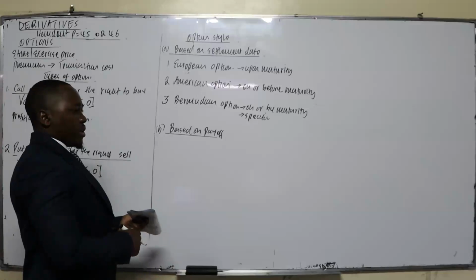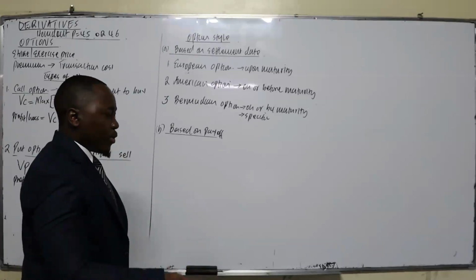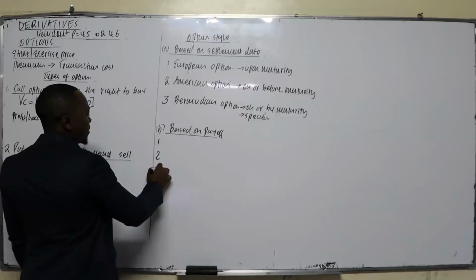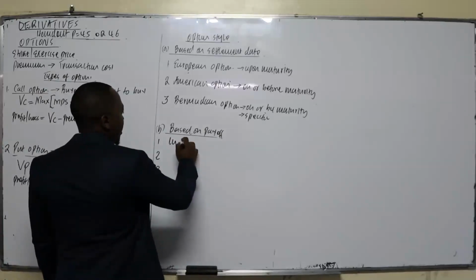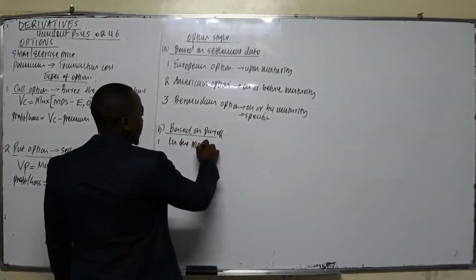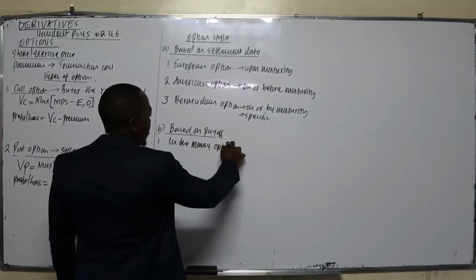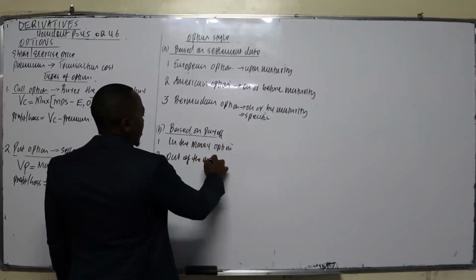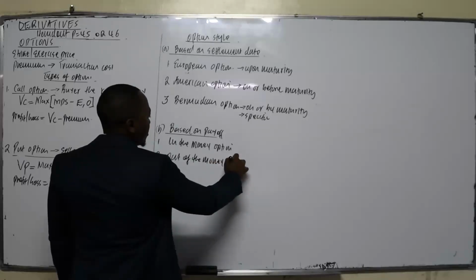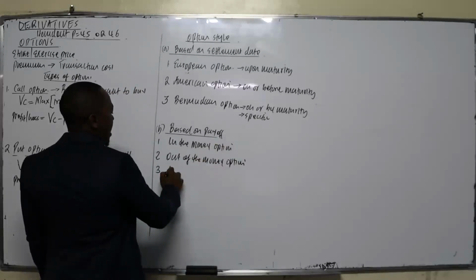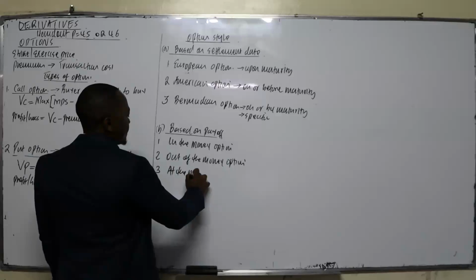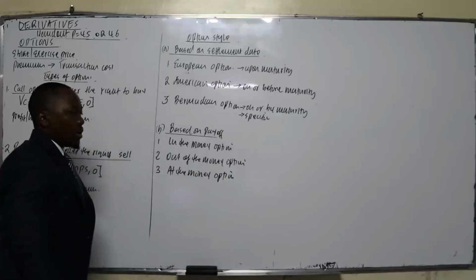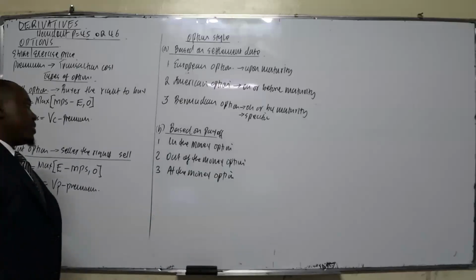What about the payoff? Now, payoff is all about the profit. Based on the profit, they are classified into three. We have what we call in the money option. Then we have out of the money option. And then we have at the money option. Now, based on the payoff, they are classified into three. We have in the money option.